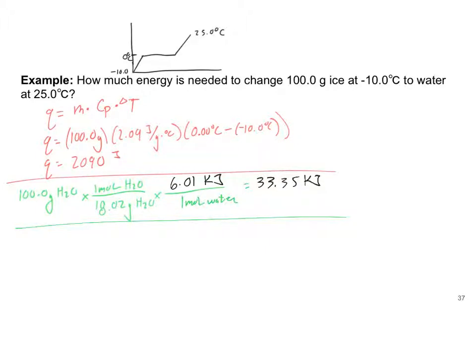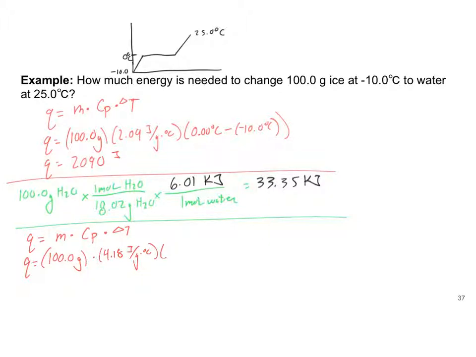I calculated the amount of energy required to completely melt and change into water. Now I need to take the water and raise the temperature to 25 degrees Celsius. So back to another heat calculation, which is mass times specific heat times change in temperature. The mass hasn't changed here, so I have 100 grams of water times the specific heat. This is liquid water, so I'm going to use 4.18 joules per gram per degree Celsius.